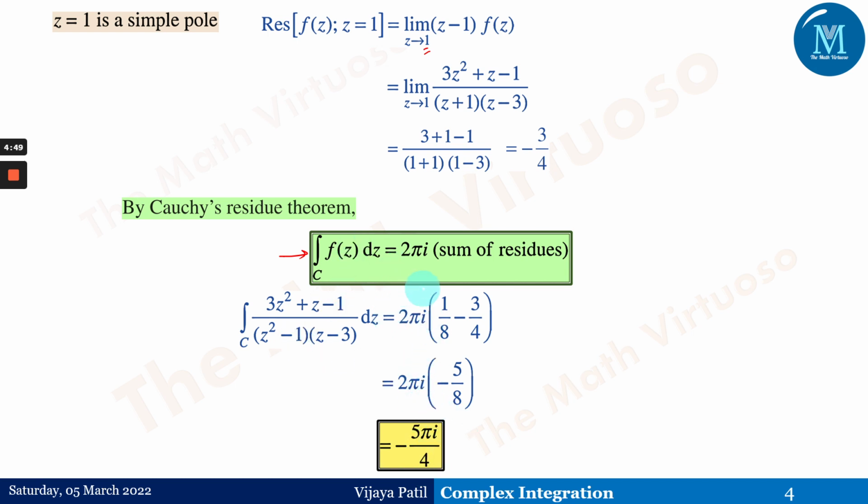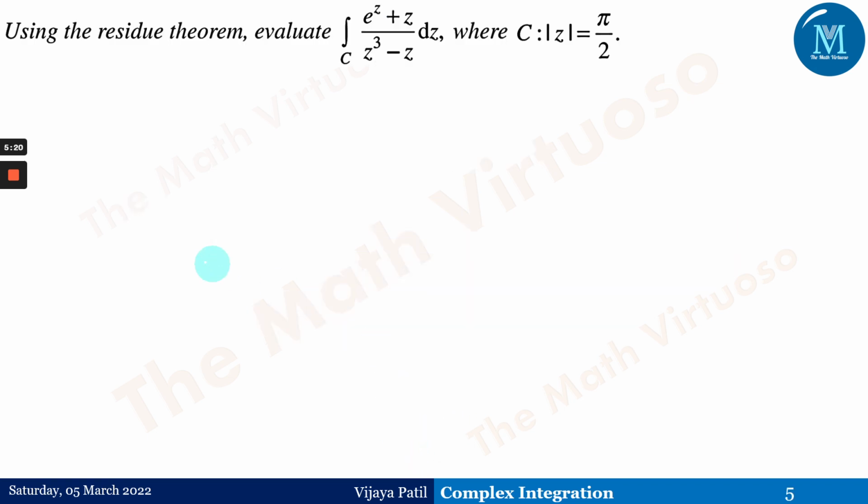If you observe, we have to find the residue only at those points which are lying inside the circle or inside the given curve. Otherwise we are not going to find the residue at that particular point. Like here, we did not find the residue at the point 3, as this is outside C. So we did not find the residue of the function f of z at z equals 3. And this is the answer, minus 5 pi i by 4.